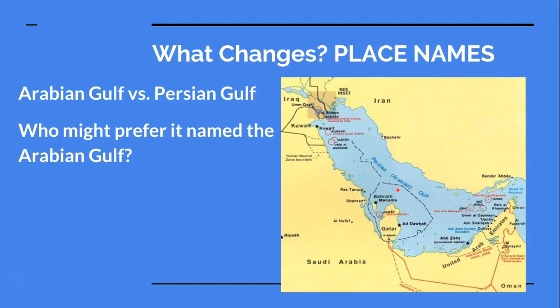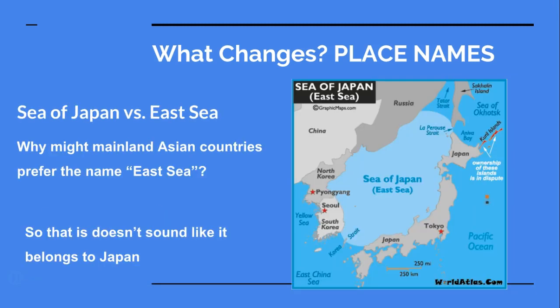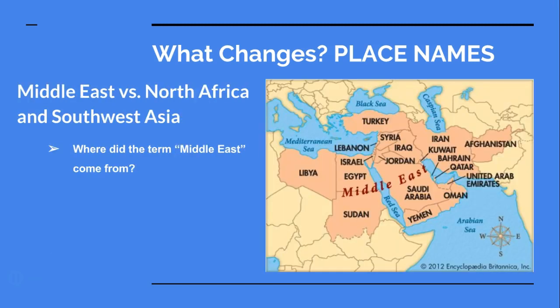So, you might ask yourself who might prefer it. Well, obviously the people of today would prefer to call it the Arabian Gulf. And yet sometimes geographers and historians will typically want to keep that more traditional name. Other examples of this are the Sea of Japan versus the East Sea. This is a little area of water here west of Japan and east of China. Certainly Japan would want to call this the Sea of Japan. They believe it's kind of theirs, or that they should be able to call it that. Whereas the Chinese and the North Koreans and South Koreans want to call that the East Sea. So it doesn't sound like it actually belongs to Japan. Again, little details, but important.